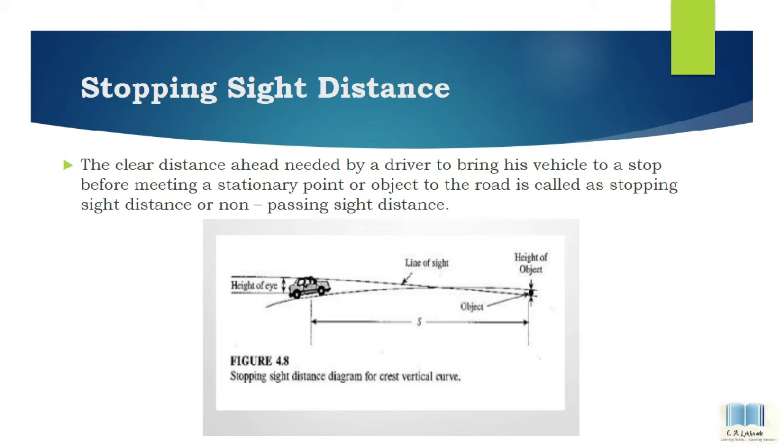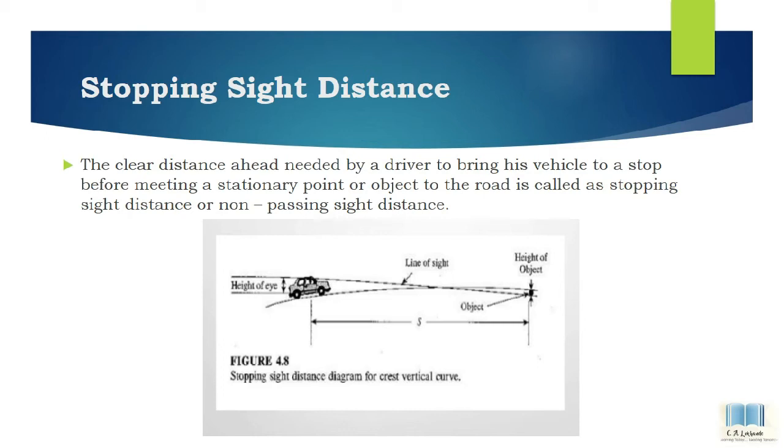Now see, this is the diagram of stopping sight distance. This is the vehicle which travels in this direction. When this vehicle travels on this curve, which is a vertical curve, the driver of this vehicle can see up to this point. So this visible distance is known as stopping distance.